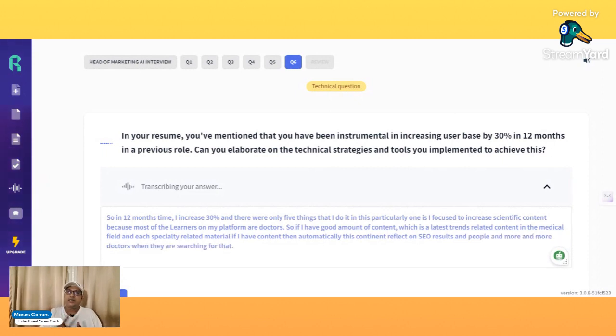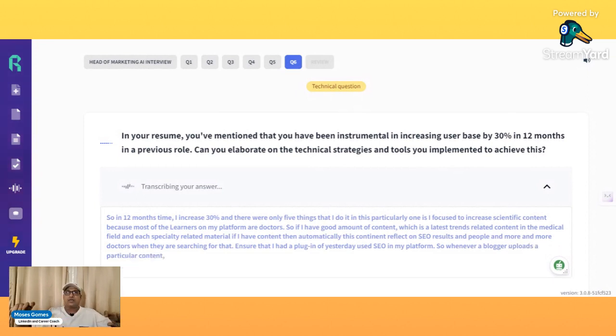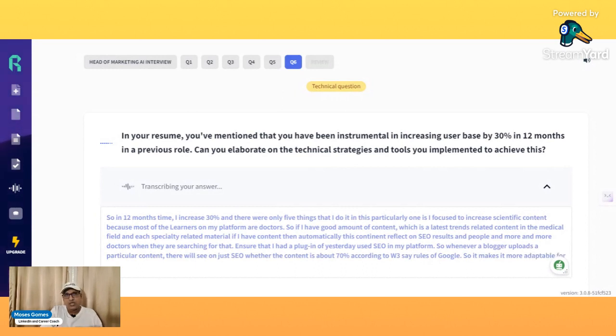I ensured that I had a Yoast SEO plugin on my platform. Whenever a blogger uploads a particular piece of content, they can see on Yoast SEO whether the content scores above 70% according to W3C rules of Google. So it makes it more adaptable for search engines. This helped me to increase my search engine presence.